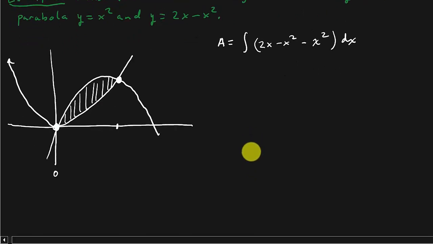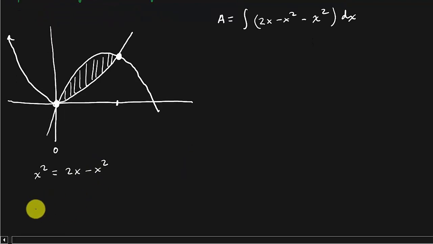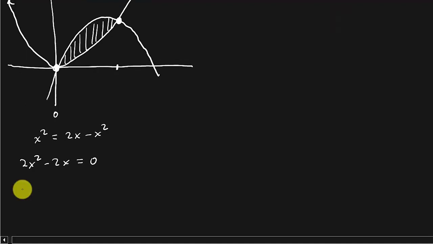All right, so how do we get this point right here, or this x value? Well, you just set the two functions equal to each other. So I've got x squared is equal to 2x minus x squared. And so that's going to give me 2x squared minus 2x equals 0. All right, and we solve. So we'll factor out a 2x, and so we get x equals 0 or x equals 1.